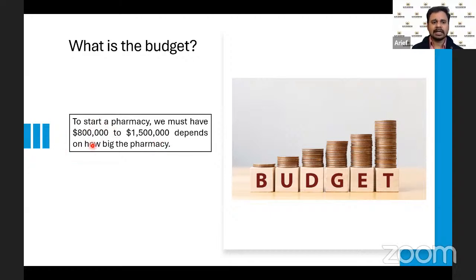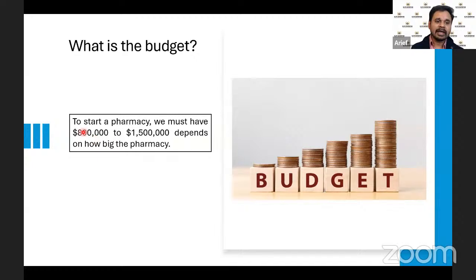But here I'm telling it in dollars. So $800,000 to $1.5 million. Usually no one will start the business alone. They will take a partnership, like 2 or 3 members, combine together and start the business. It means they will share the amount and then start the business. So this is the minimum amount required to start a pharmacy in Australia.